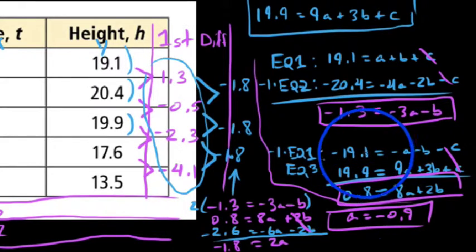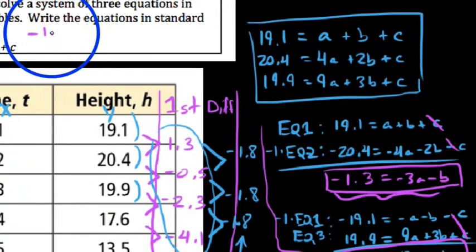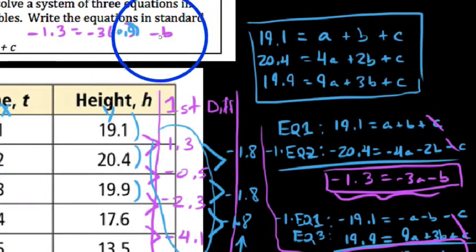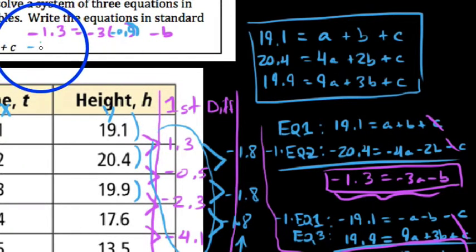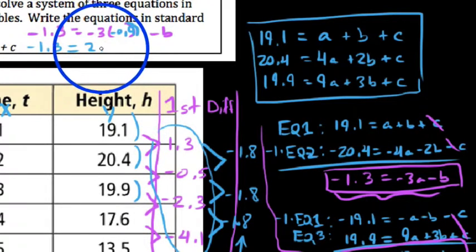Plugging this back in now to either of our two variable equations, I'm more inclined to use this one here because it has smaller values. Then I'm going to put this up over here. We say negative 1.3. We have negative 3 times a, which is negative 0.9, and then that's minus b. What we figure out is a negative times a negative here, of course, is a positive. So we have negative 1.3. This will be a positive 2.7.